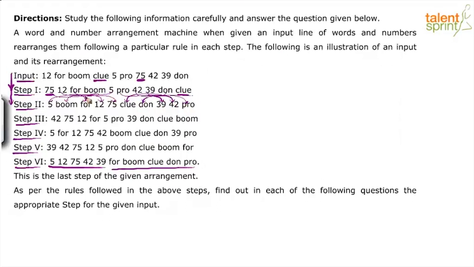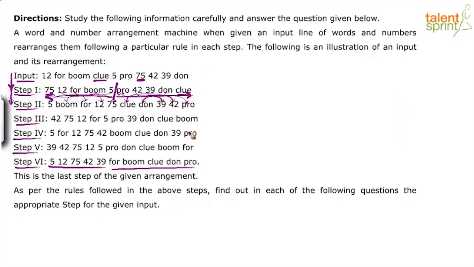If you see 1, 2, 3, 4, 5, it's like we are reversing it. And the second half is also getting reversed: clue and then dawn and then 39 and then 42 and pro. So basically we are dividing it into two halves, and we are reversing each. 75 to 5 is reversed, and here pro to clue is also reversed.